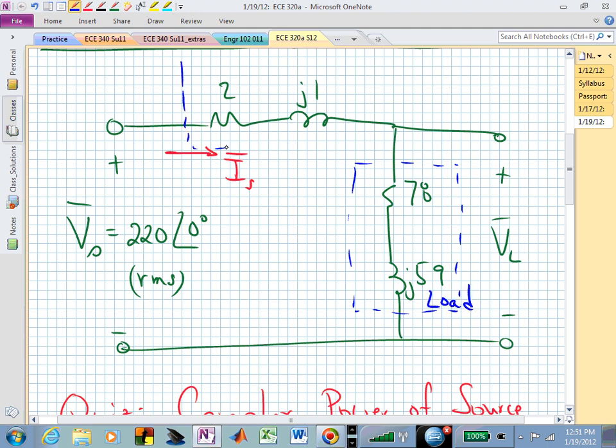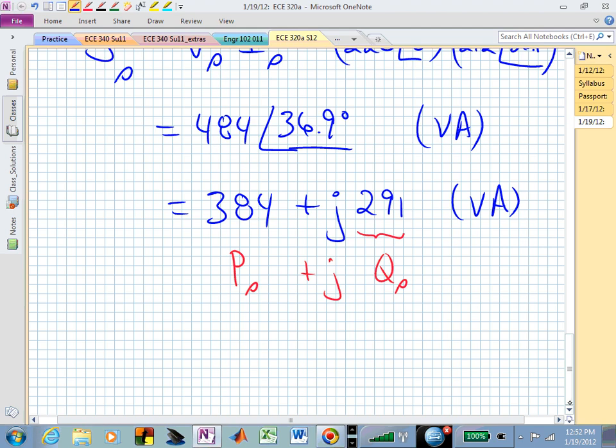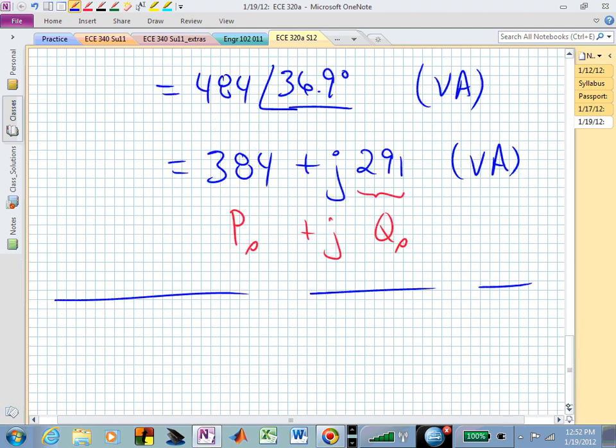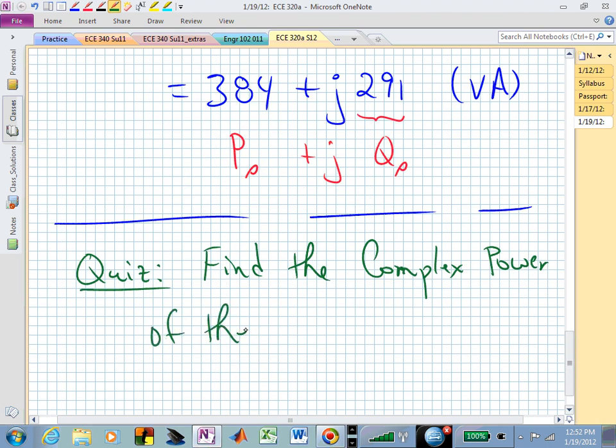And this I will refer to as the line impedance. For your quiz, what I want you to do, based on what we've done so far, hopefully that will make it a little less lengthy to compute. Now your quiz is to find the complex power of the load.